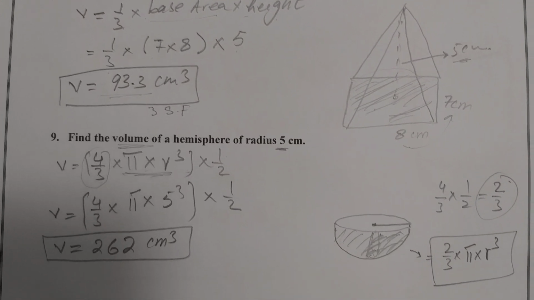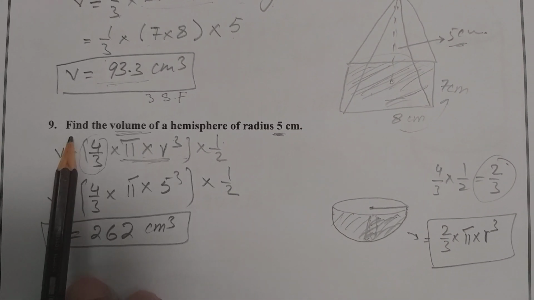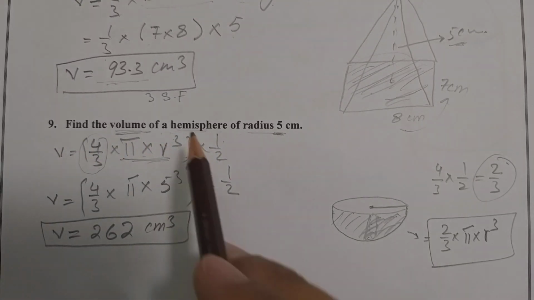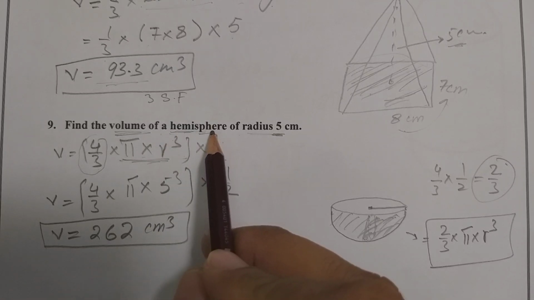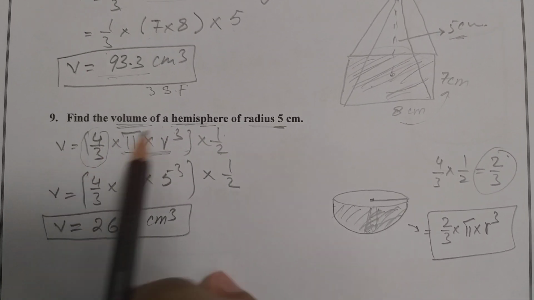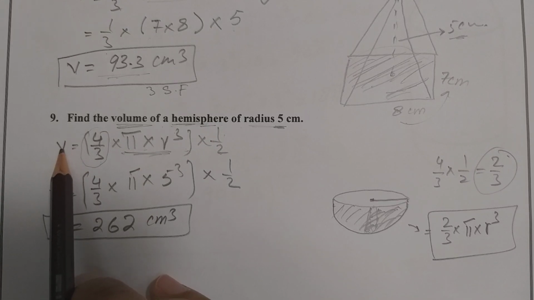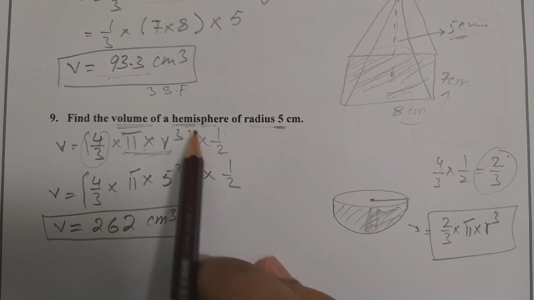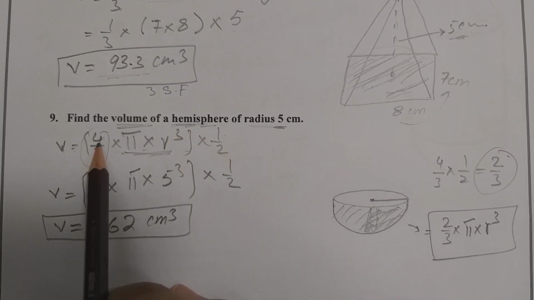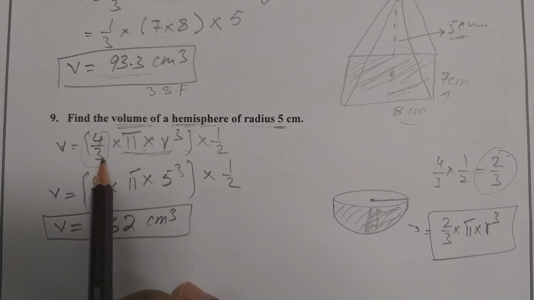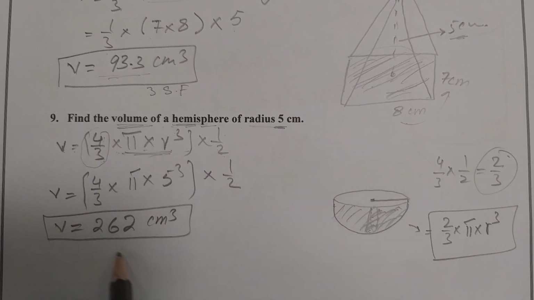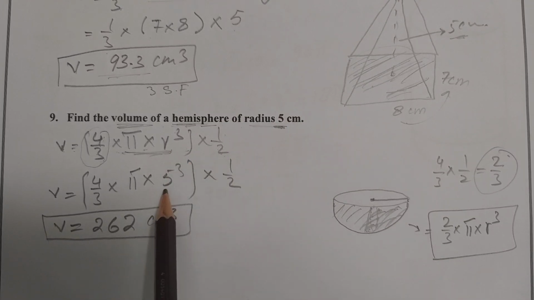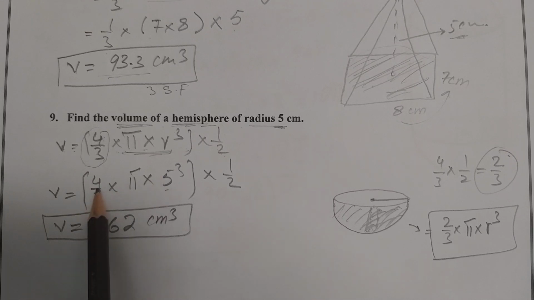Okay, question number 9. In this question, it says find the volume of the hemisphere of radius 5. A hemisphere is half of a sphere. Hemi means half of the sphere. We know the formula for the sphere is V, the volume, equals 4/3 times pi r cubed. Because hemi means half of the sphere, multiply by half. When you multiply 4/3 by half, it becomes 2/3 times pi r cubed. Just substitute the values. r is replaced by 5, so 5 cubed here. Then simplify, use the calculator.